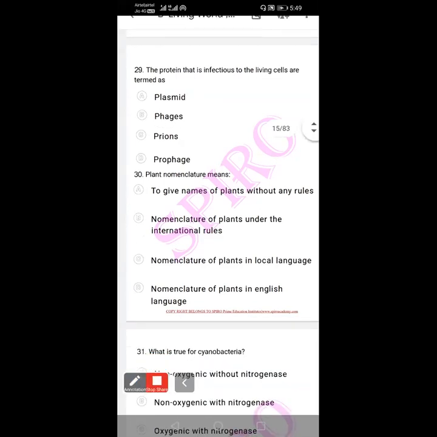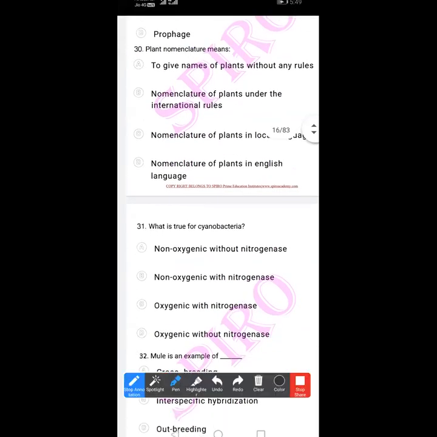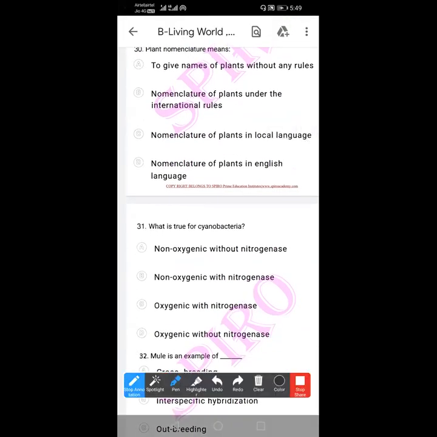Going to the next question, question number 30. The plant nomenclature means to give the names of the plants without any rules. No, it is wrong. Nomenclature of the plants under international rules, or nomenclature of plants in local language. No, we cannot name the plant in vernacular names. Nomenclature of the plants is in English language. No.